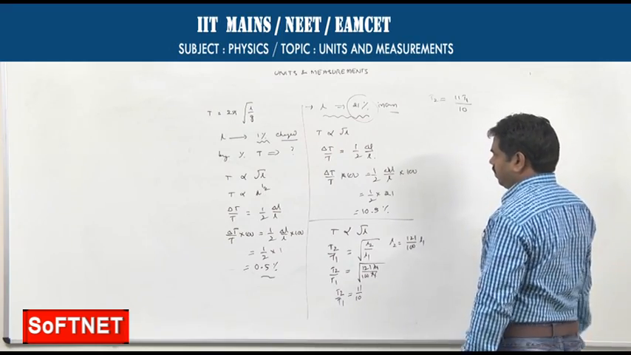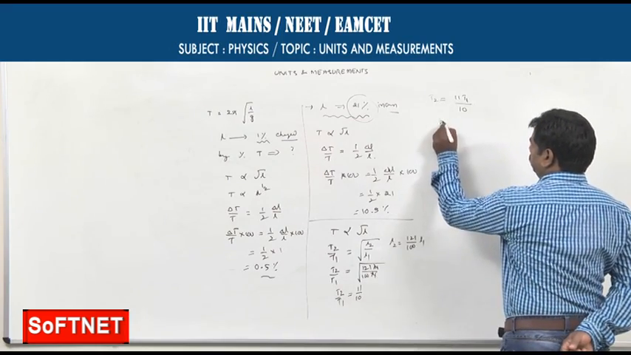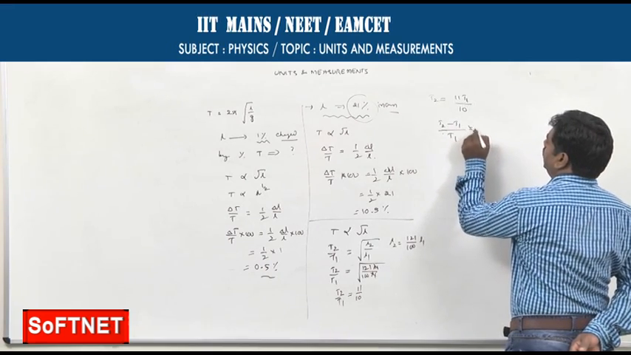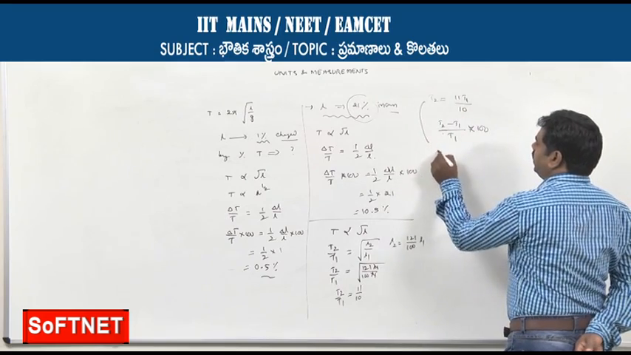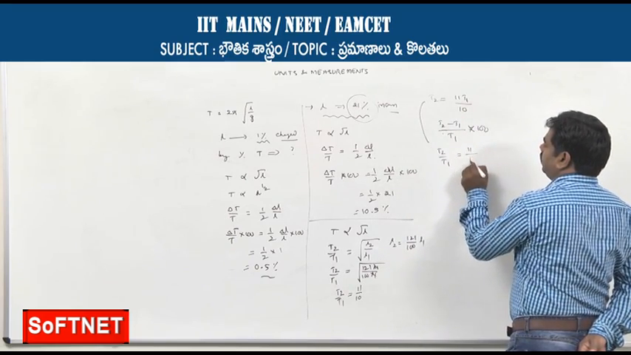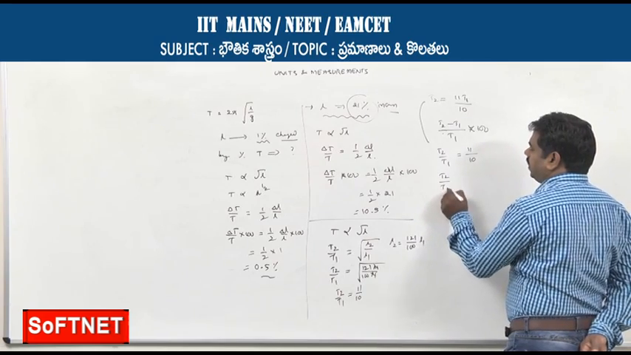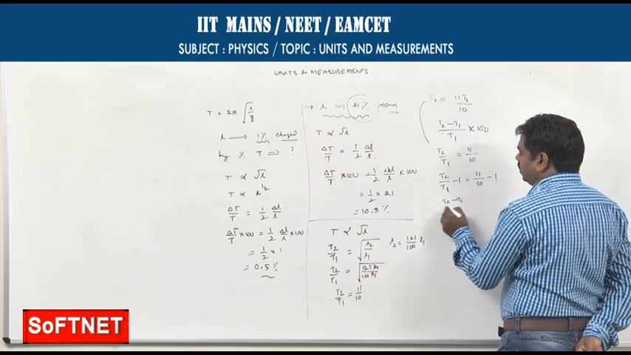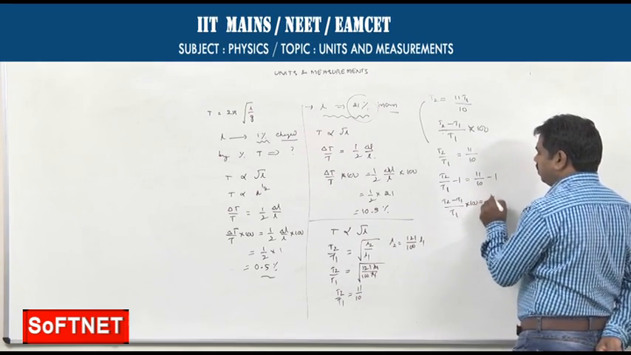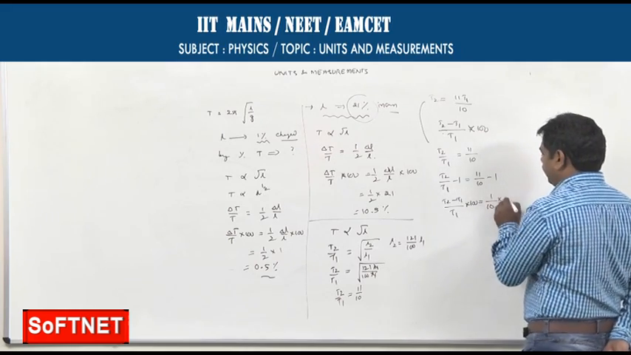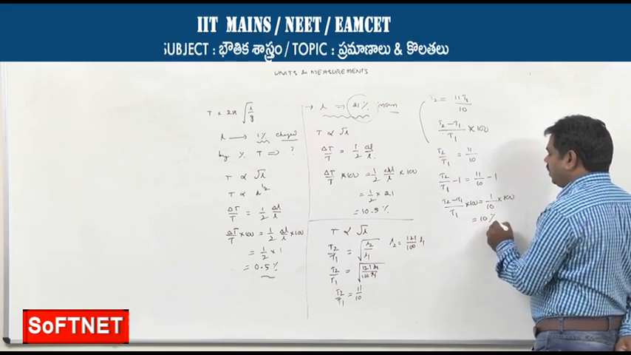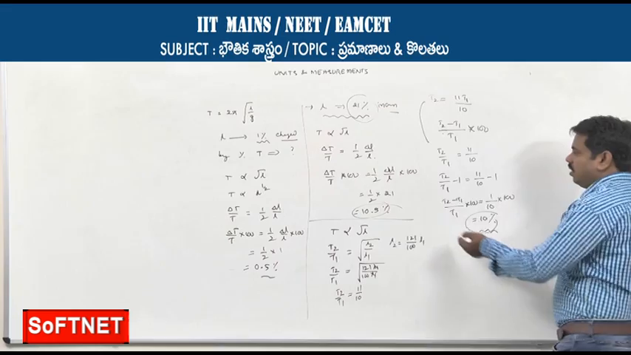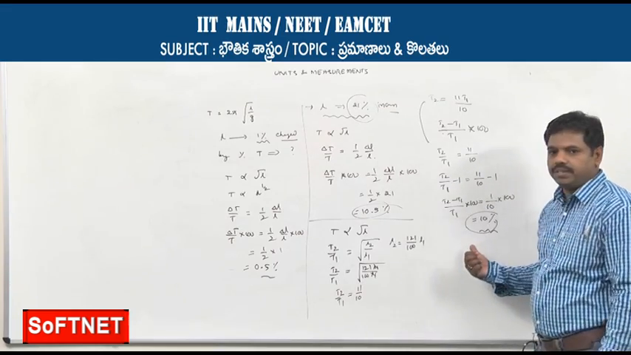Then how do we get the percentage change in the time period? That is nothing but T2 minus T1 by T1 into 100. From this relation, T2 by T1 is equal to 11 by 10, so T2 by T1 minus 1 is equal to 11 by 10 minus 1. T2 minus T1 by T1 into 100 is equal to 1 by 10 into 100. That is equal to, how much percentage will you get? 10 percentage. You look at the difference between using this one and using this one.